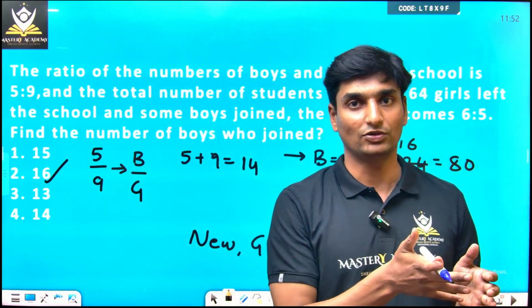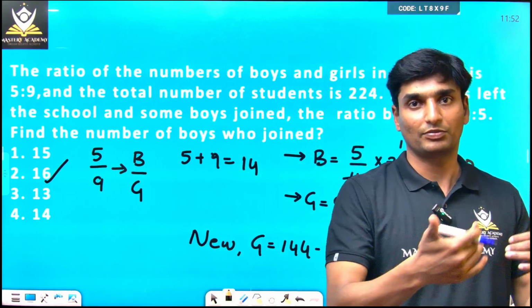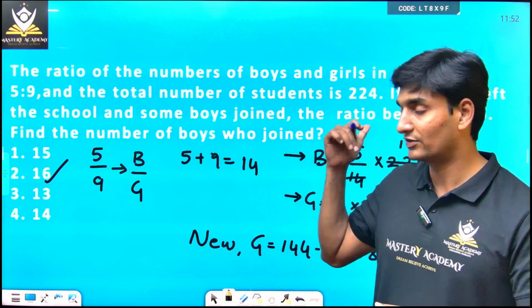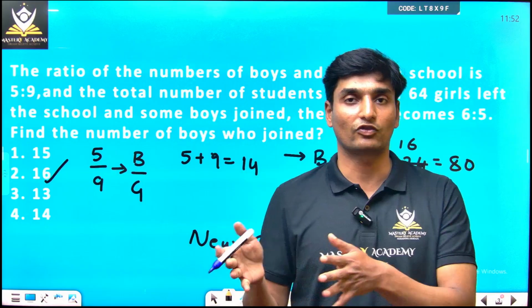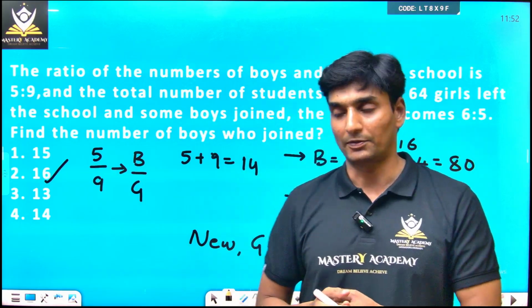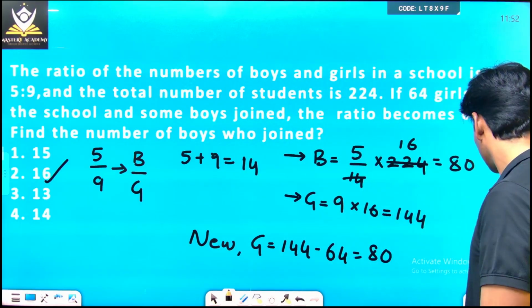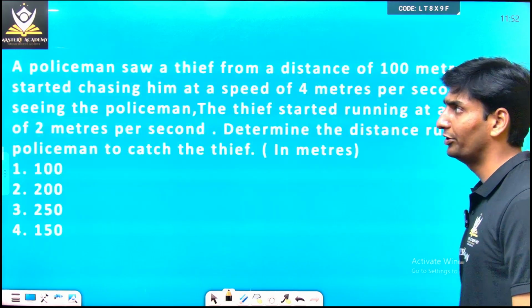There are two cases here. Initial case of a ratio, then after the admissions and some girls left out, that is exactly 64 to be precise according to the question. The new ratio has been given. The number of boys and girls we can identify. So 16 is the answer. I hope it is clear.